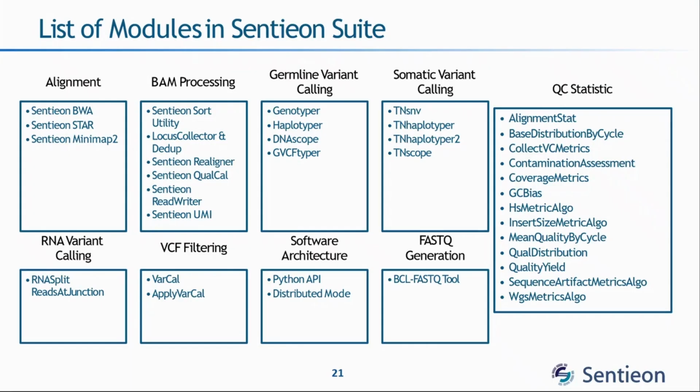Now, moving on to the modules that are offered by the Sentieon suite. A vast number of modules are offered within this bioinformatics suite. As you can see, the alignment tools, the BAM processing, germline variant calling, somatic variant calling. These I have mentioned already, FASTQ generation and RNA variant calling. Apart from that, Sentieon also offers quality check statistic tools that can be used throughout your pipeline to check the quality of your data and downstream processing.